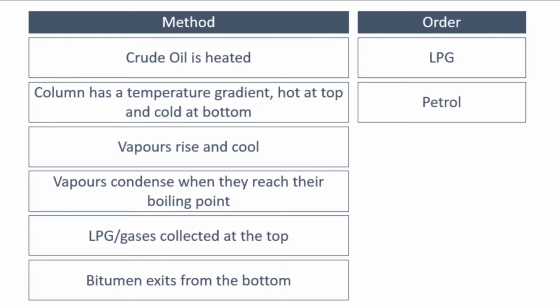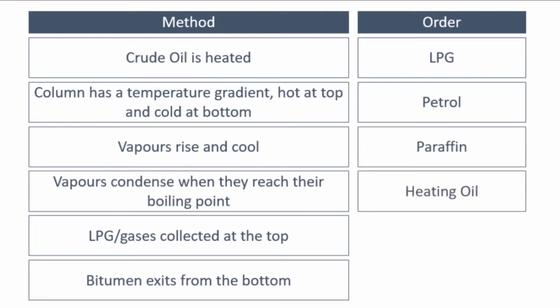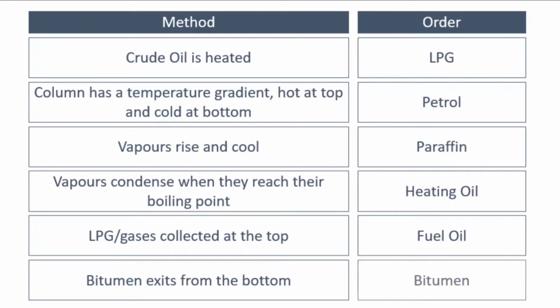After petrol, excellent, we know the pattern now, so we're going from 200 to 250 will be paraffin. After paraffin, heating oil. From heating oil, the penultimate one will be fuel oil. And then finally the last one would be bitumen. Excellent. And then if we include that in our question, that's going to get us the 6 marks. Okay, so that's how we answer those questions.